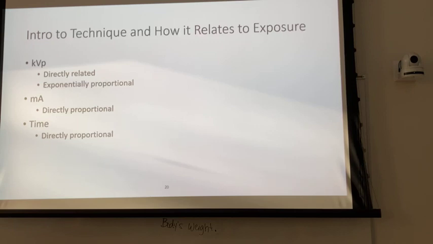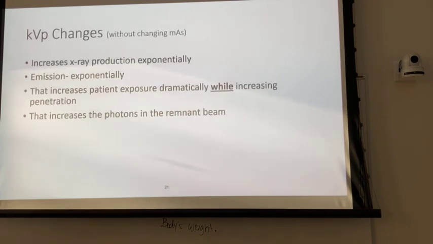mAs, or mass, is directly proportional in every way, regardless of whether it's mA or time. So both are directly proportional. Changes in KVP without changing mass increase X-ray production exponentially, so emission exponentially. That increases patient exposure very dramatically, while increasing penetration. So again, you're going to have a tendency to make connections that you need not to.